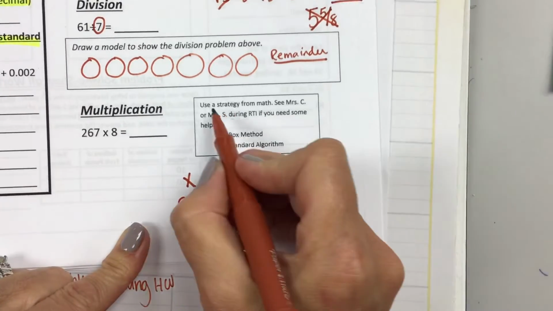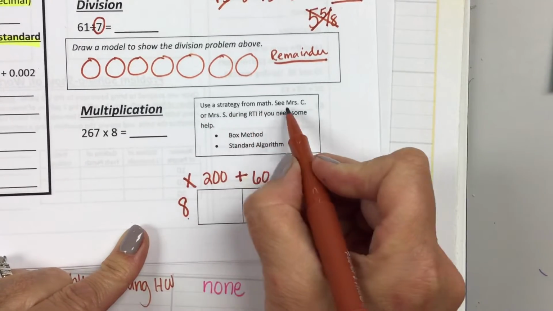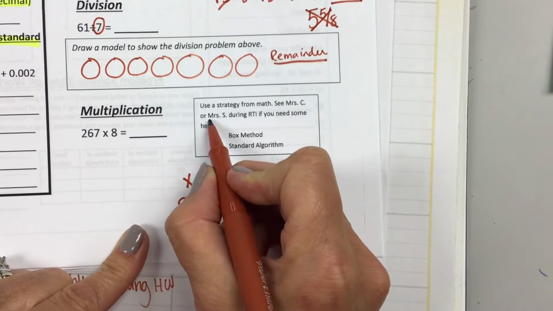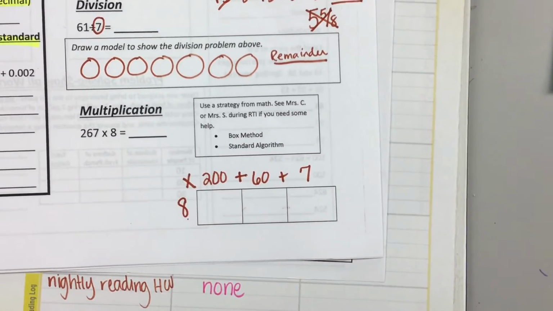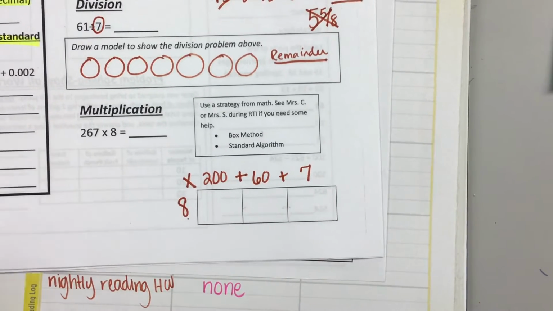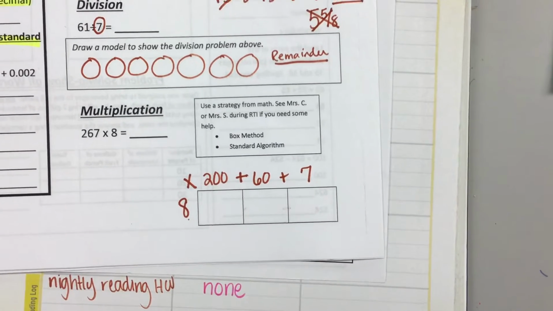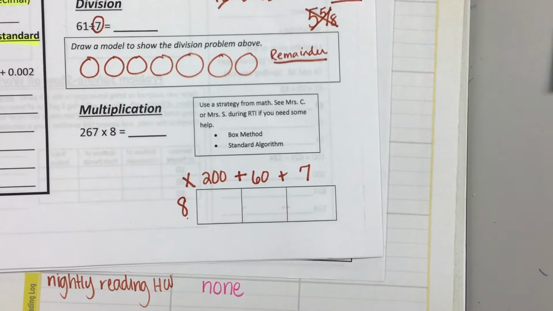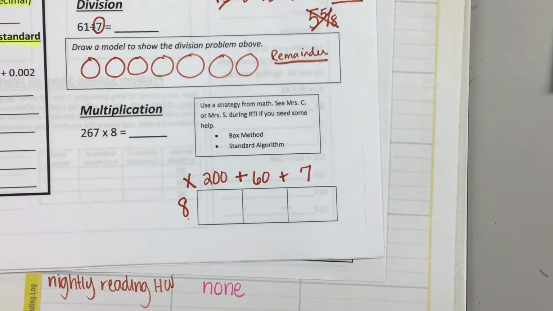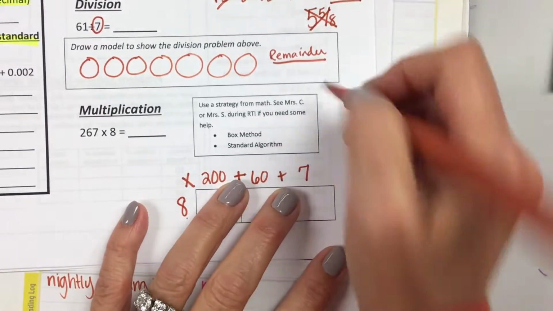Okay, look at this. It says, use a strategy from math. See Mrs. C or Mrs. S during RTI if you need some help. I just think maybe you should go see Mrs. C if you need some help, since it says you can. During RTI. Maybe this week you can go visit her. Okay, well, I think that means Mrs. Campbell.